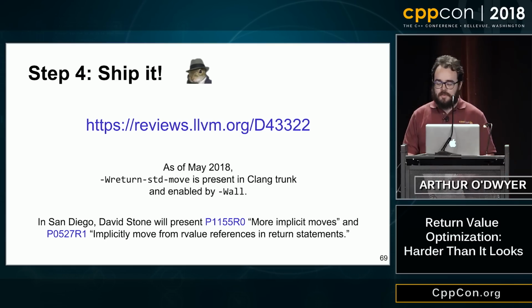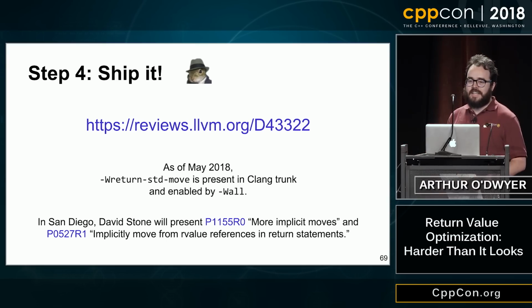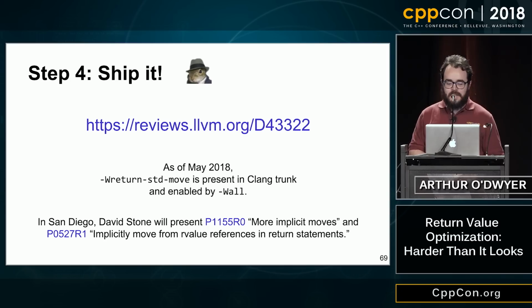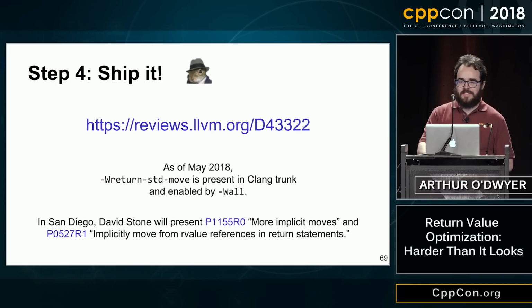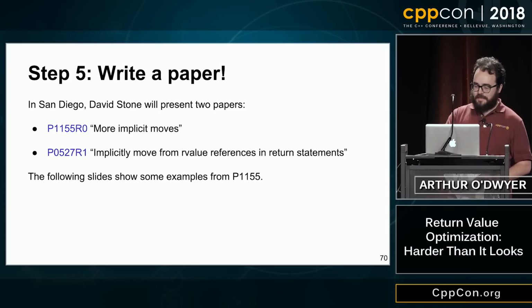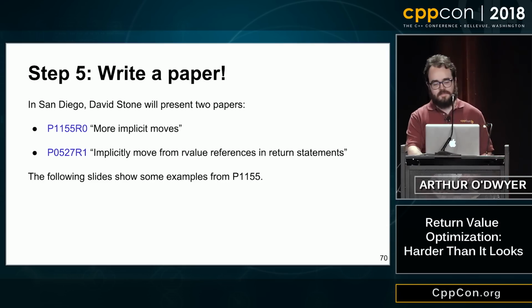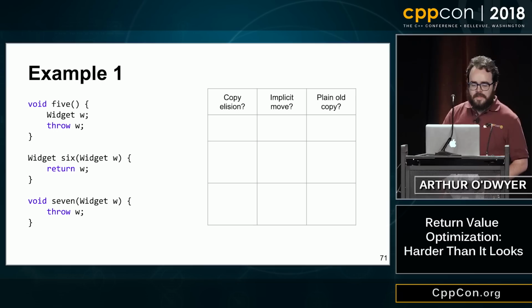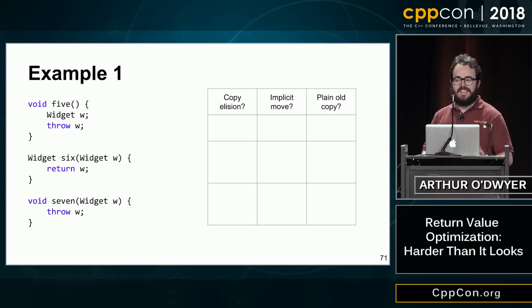There are also 2 papers coming before EWG in San Diego. One of them by me, one of them by David Stone, which has already been seen by EWG. Right. We'll do some examples. What do we think happens in some of these cases? These are the examples that will eventually get fixed by the paper.